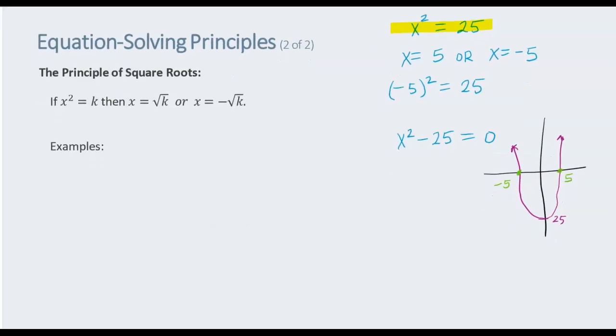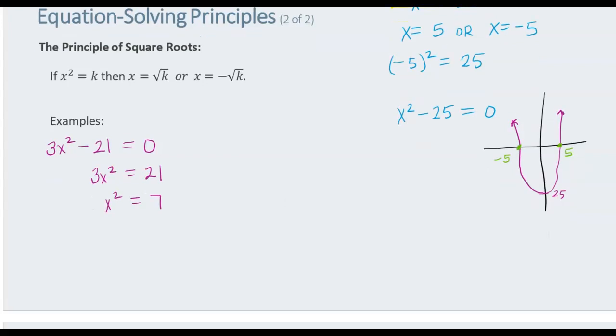Let's do a couple of examples. Let's look at 3x squared minus 21 equals 0. To use the square root principle, we want to move all of the numbers away from the x squared term so that we can take the square root of both sides. So I'll add 21 to both sides first. Then I'll divide by 3. And then I'll take the square root.